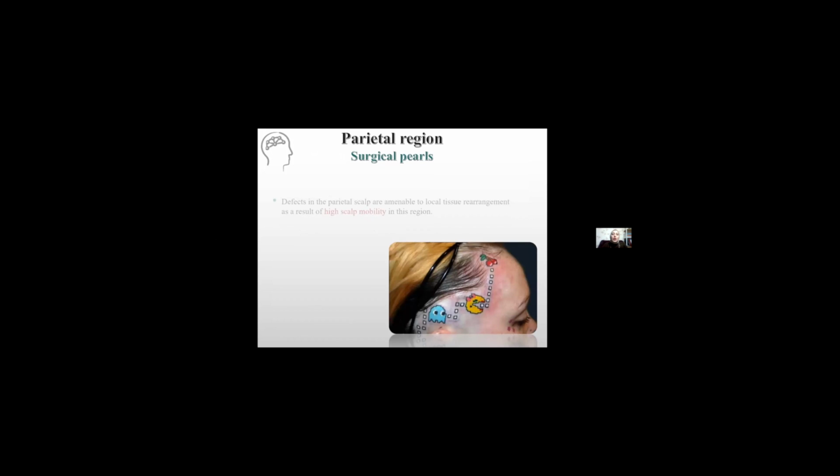Now, the surgical pearls. This region is characterized by high scalp mobility, so it's amenable to local tissue rearrangement, and it's important to avoid sideburn displacement from an aesthetic perspective.